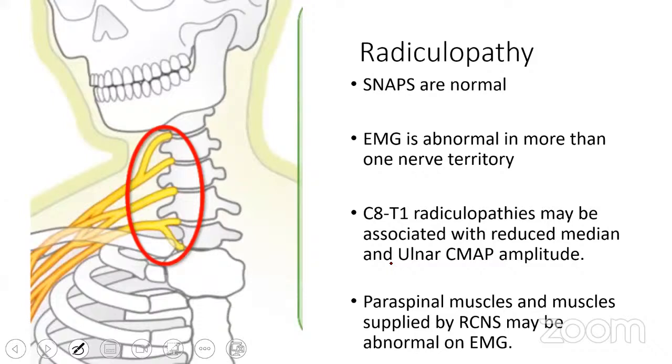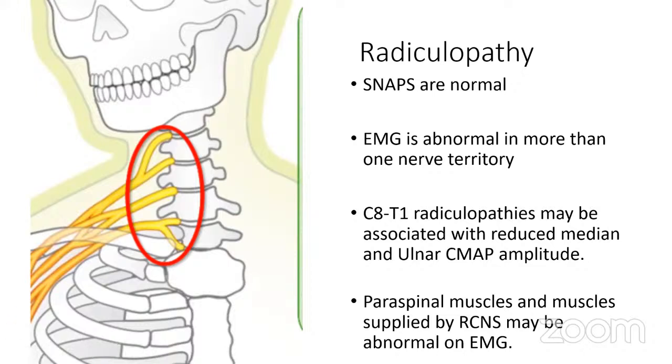Again, C8-T1 radiculopathies may be associated with reduced median and ulnar CMAP amplitude, because the C8-T1 roots form the inferior trunk, and the median nerve has a complex anatomy. The median nerve gets its motor supply from C8-T1, mostly T1, but the sensory fibers go to C5 or C6. In the coming classes we'll learn about that. The paraspinal muscles and muscles supplied by the root collateral nerves may be abnormal in EMG in radiculopathies.